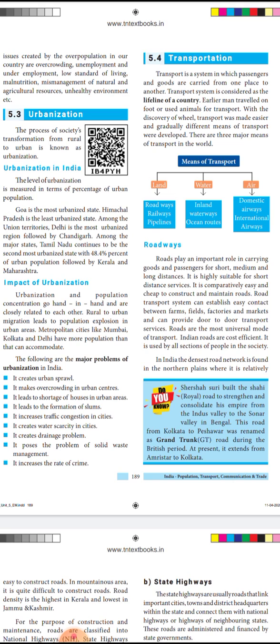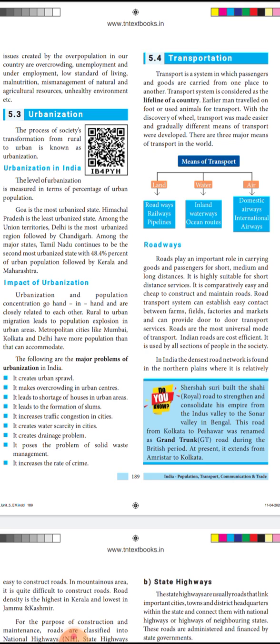It may be through post or telegraph services, telephone or mobile phone, SMS, that is short message services, or fax or internet, email. All these things come under personal communication. That is direct contact with the people, that is with the user. India is one of the largest telecommunication networks in Asia. Telephone is a form of oral communication.